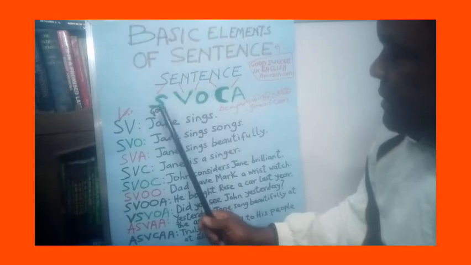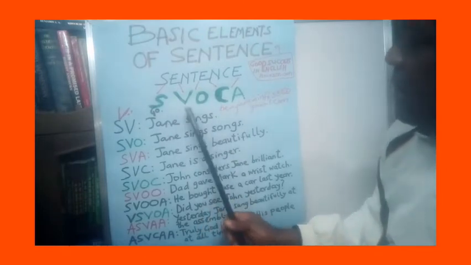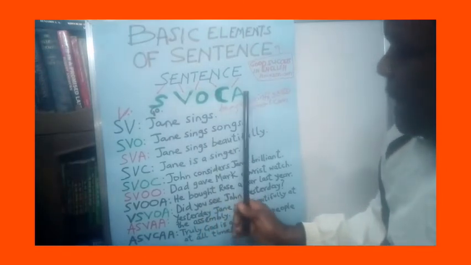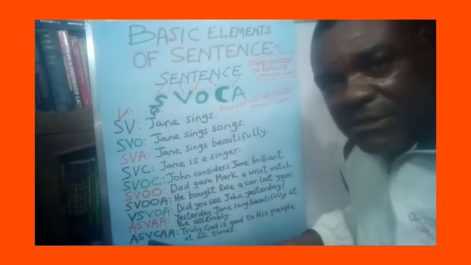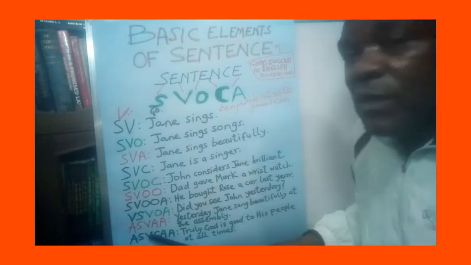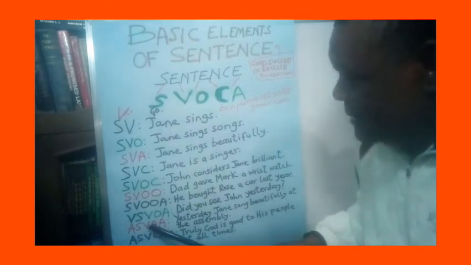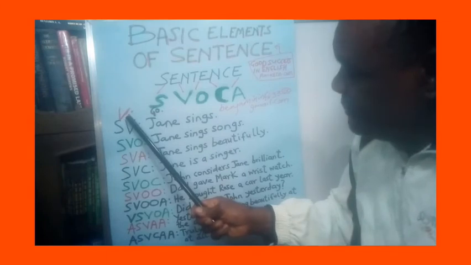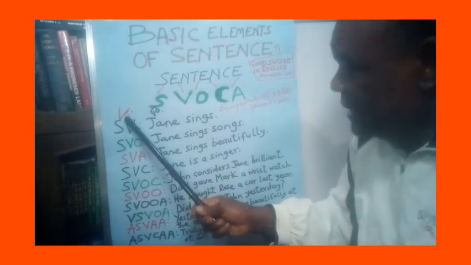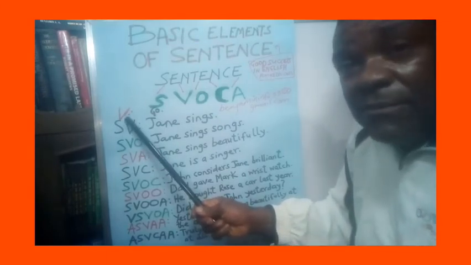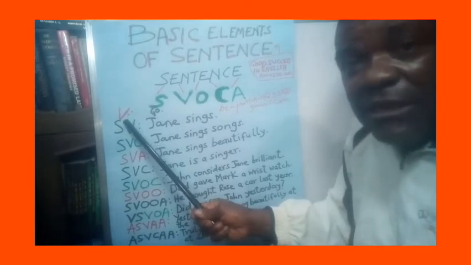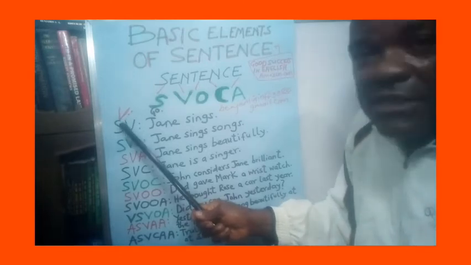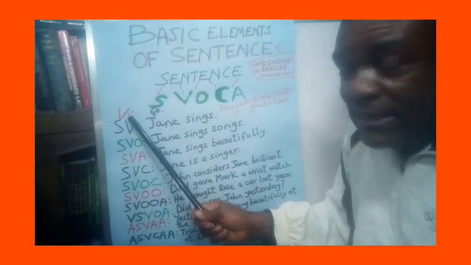We have said it is SVOCA, subject, verb, object, complement, adjunct. We shall be looking at the various structures that are possible, that we can have of an English sentence. The first structure is the V structure, and V stands for the verb. The verb is a word that expresses the action, experience, or state of being of the subject in a sentence.